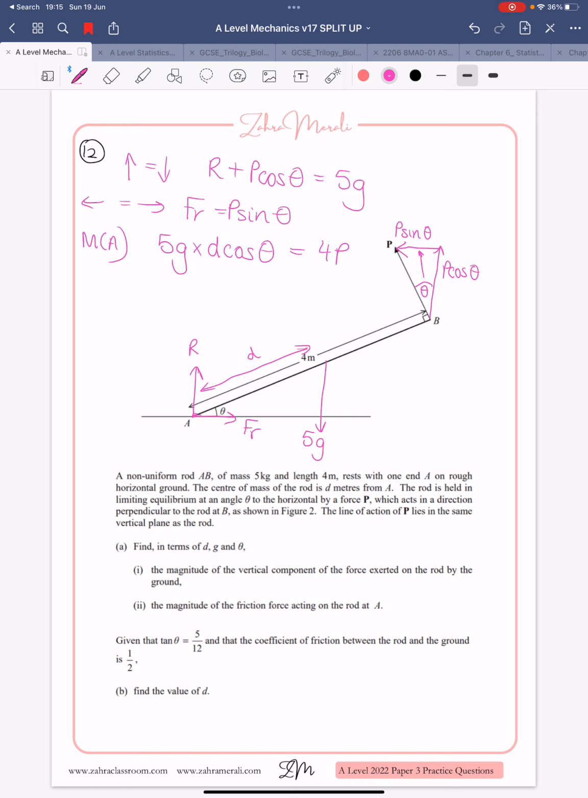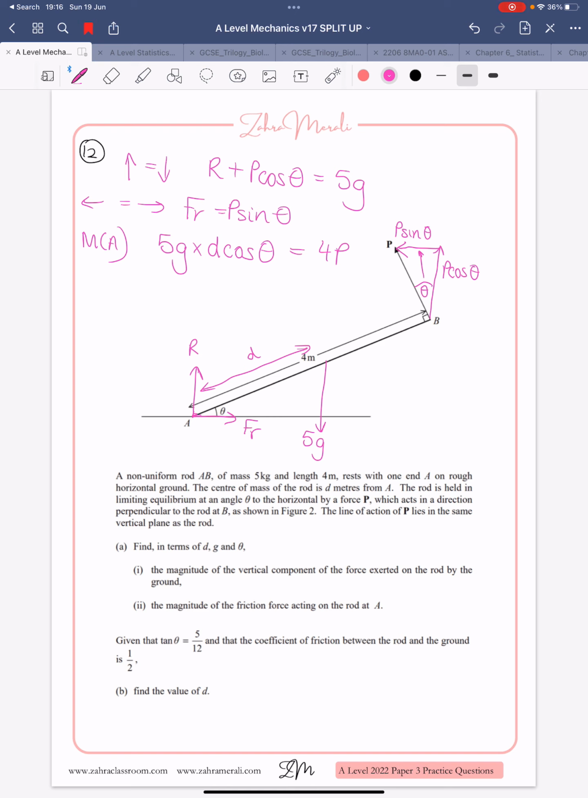And that's without me even reading through the question. What is it asking for? It's asking for the magnitude of the vertical component of the force on the ground. So essentially it's asking me to get an expression for R and for F. Okay, and in terms of d, G, and theta. So we're going to have lots of things in that.